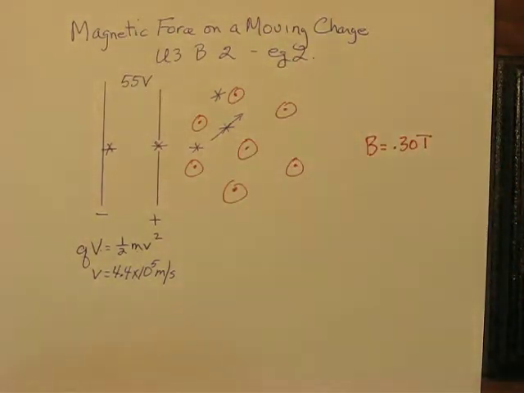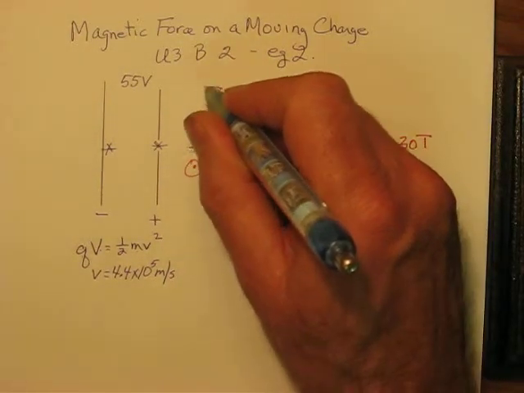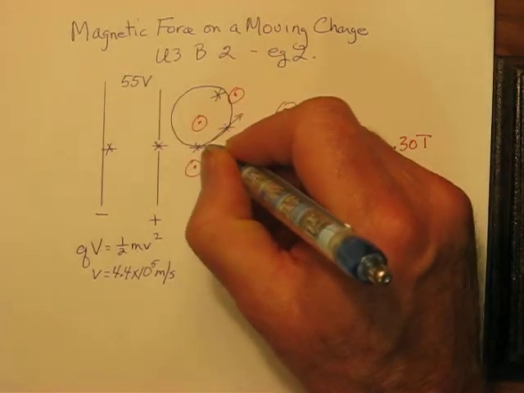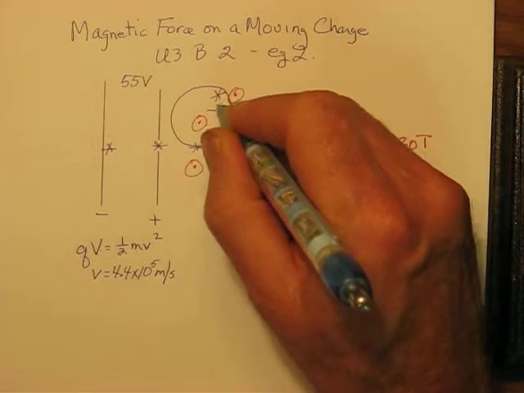Now, if we continue that routine, we'll see that the electron is always being pushed in a counterclockwise fashion, and actually it will trace out a perfect circle like this. The question is asking, what is the radius of the circle?